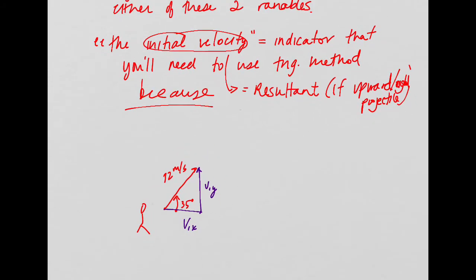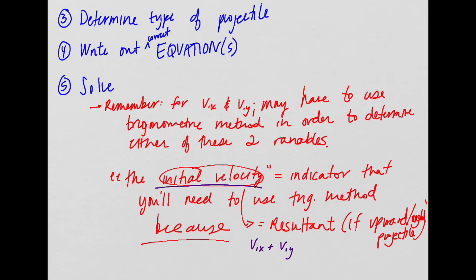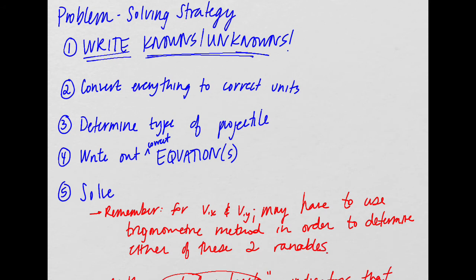I'm making a big deal out of this because you're going to lose so many points on the quiz, the test, and the exam if you don't understand this. If I say the initial velocity, you should understand that you're going to have to find VIX and VIY. Okay? If you don't understand what I'm saying right now, you need to make a note and ask me, because you're going to really lose a lot of points if you don't understand or don't do it correctly.